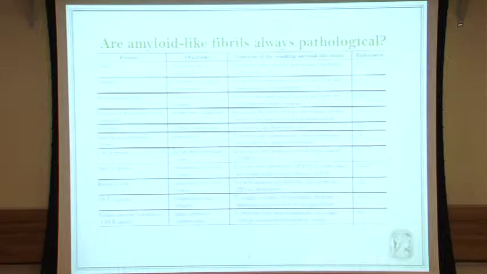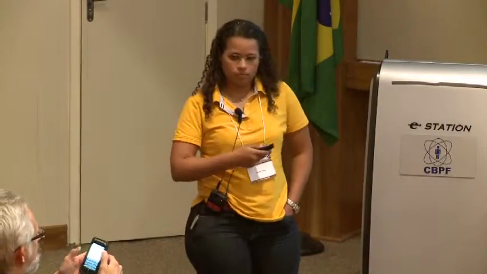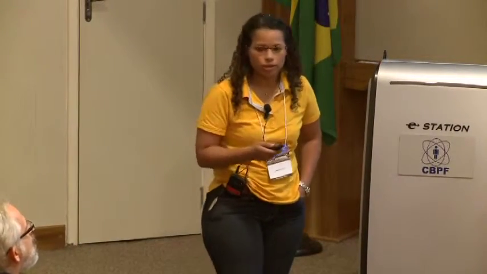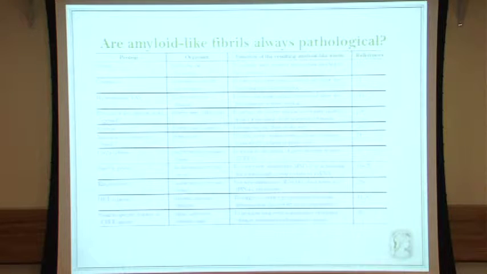But my question is, are amyloid-like fibrils always pathological? We need to take care, because in some cases, some organisms use this kind of approach, and it's healthy, it's not dangerous for these organisms. Like this kind of prion here.